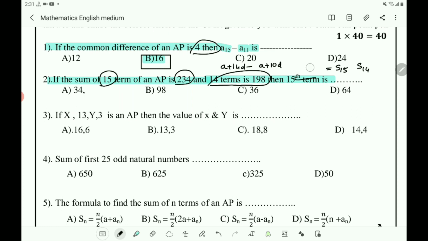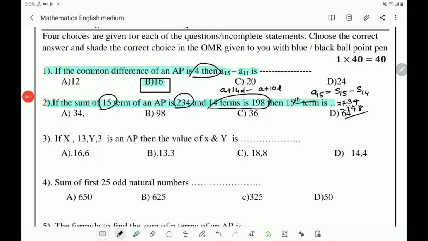You can get it by A15 equals S15 minus S14. A15 equals S15 minus S14, that is 234 minus 198 equals, 14 minus 8 is 6 and 12 minus 9 is 3. So you will get 36. A15 is 36. That is option C is the answer. Option C is the answer.